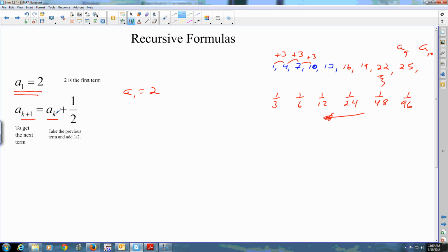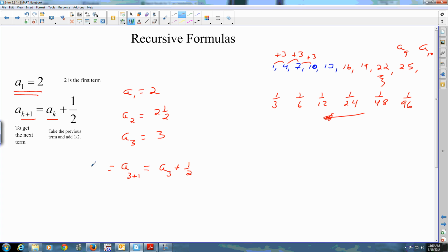Now without understanding the symbology yet, just follow what I said. To get the next term, take the previous term, and add a half. Now, why is that working that way? Well, let me show you this. The next term is 3 plus 1. To get the next term, I'm going to take the previous term and add a half.